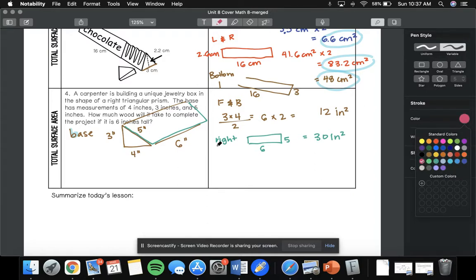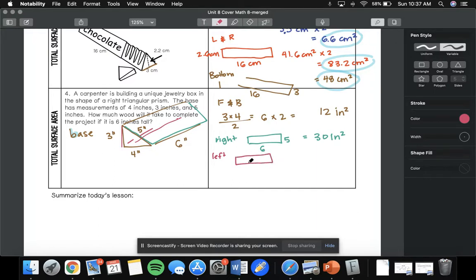So now let's do the left-hand side. And on the left-hand side, it would be 3 inches by 6 inches, which would be 18 square inches. Again, this is a different dimension than the bottom, so we can't even double that for the bottom. So then finally we have the bottom, okay? And we have a 4 by 6 for the bottom, which would be 24 square inches.